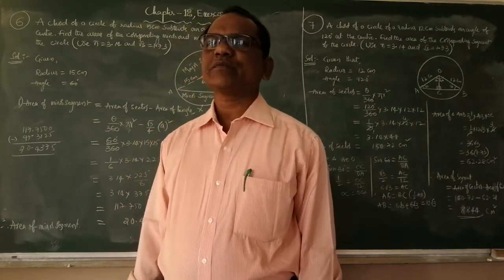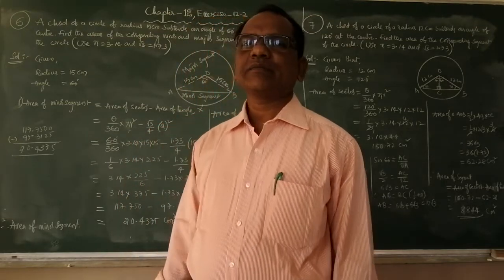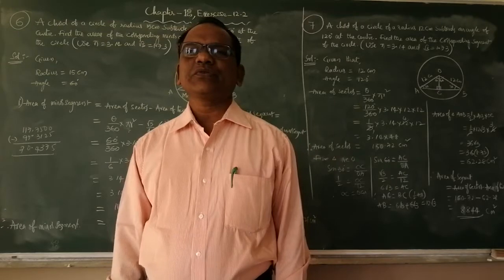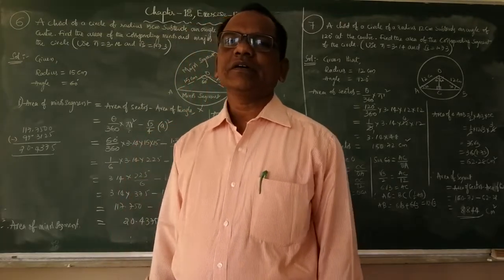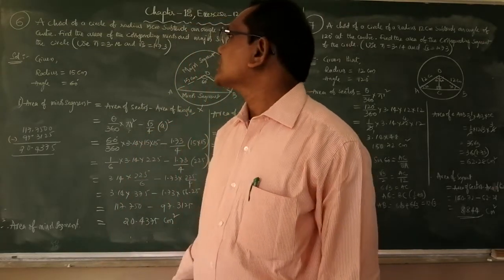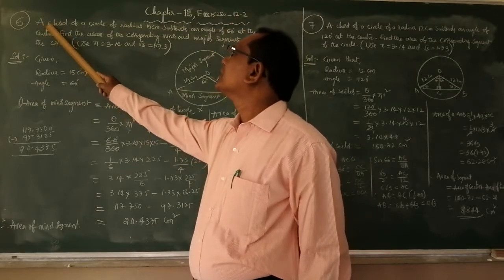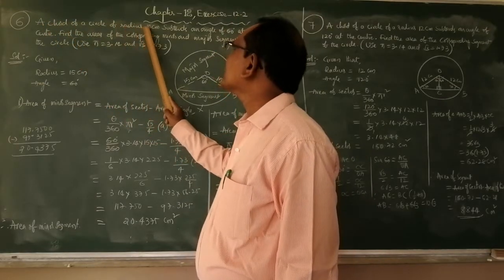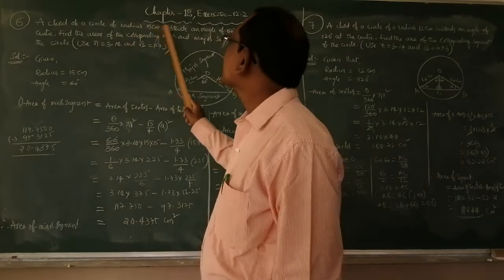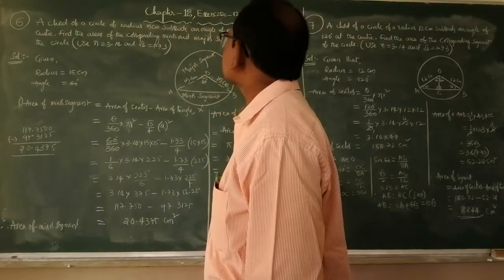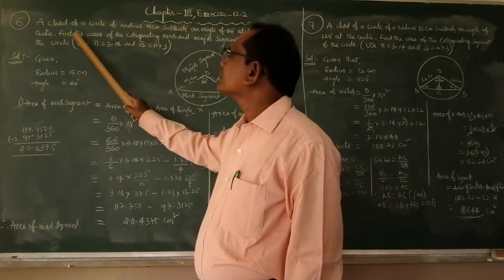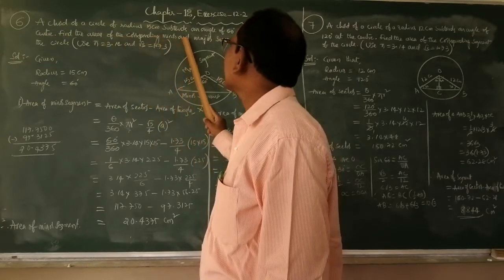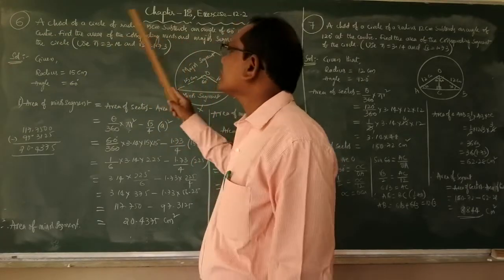Today we are going to discuss the 6th and 7th problems from exercise 12.2, that is, areas related to circles. The 6th problem is here. A chord of a circle of radius 15 centimeters subtends an angle of 60 degrees at the center. Find the areas of the corresponding minor and major segments of the circle.